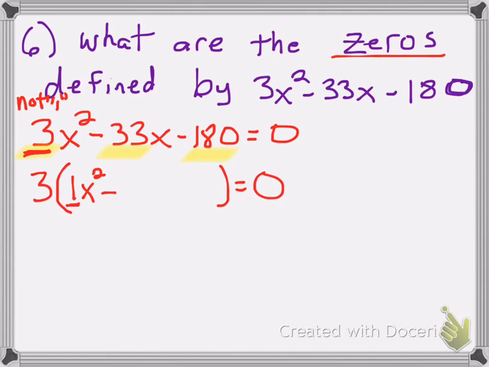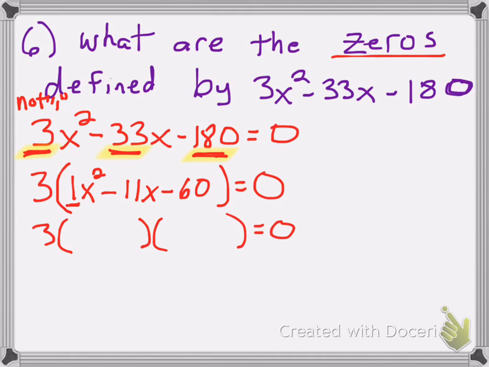Minus 11x, I did 33 divided by 3. It's just factoring it out, taking what you can. And minus 180 divided by 3, which is 60. Now that I have 1, I can set 2 parentheses. Once you get 1 in front of x squared, set 2 sets of parentheses. That makes this problem really easy, because I can put x here and x here.